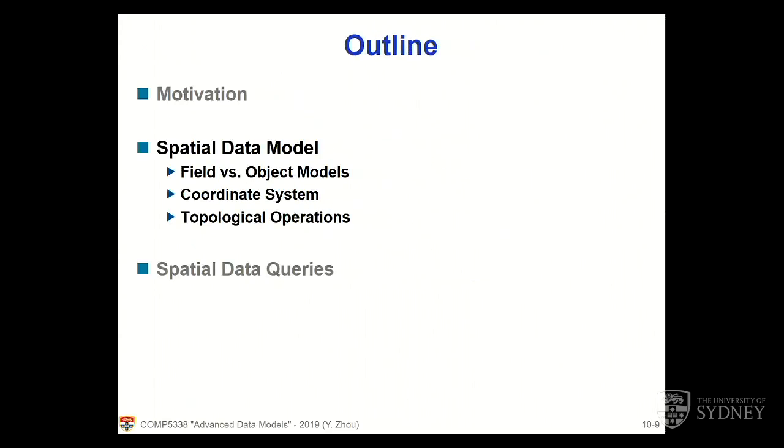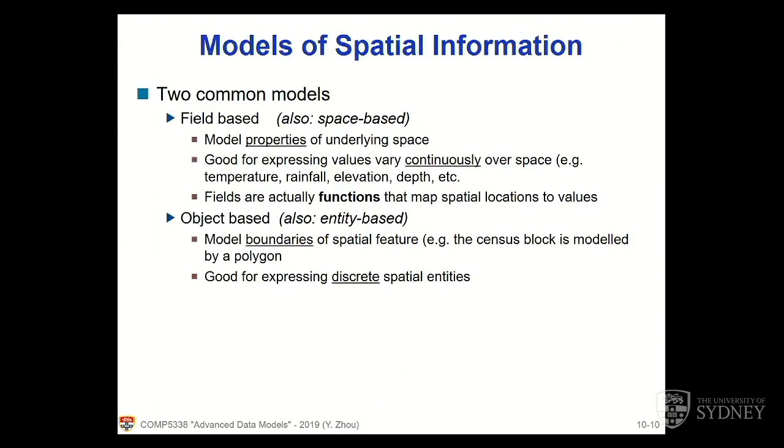Okay, let's see what's the typical way of modeling spatial data. There are two typical types, but again, we're only focusing on one of them. And then we'll see what the coordinate system is, and what the typical operations are that we want to do with spatial data. So the two common models: one is called field-based or space-based. The other is called object-based. So we're focusing more on this one, but we'll briefly mention this one.